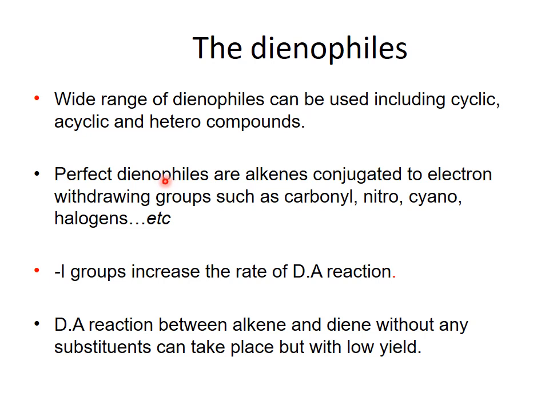If the diene is a simple diene, with no electron donating group attached, and the dienophile is also simple, with no electron withdrawing group attached, then the reaction occurs between such two reactants, but the yield of the product will be low.